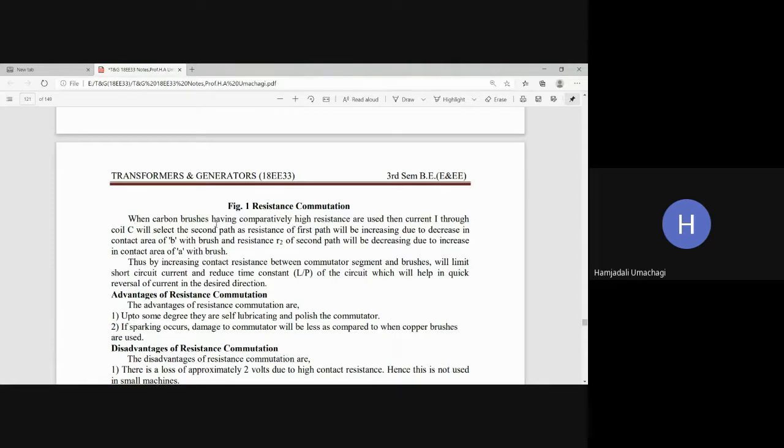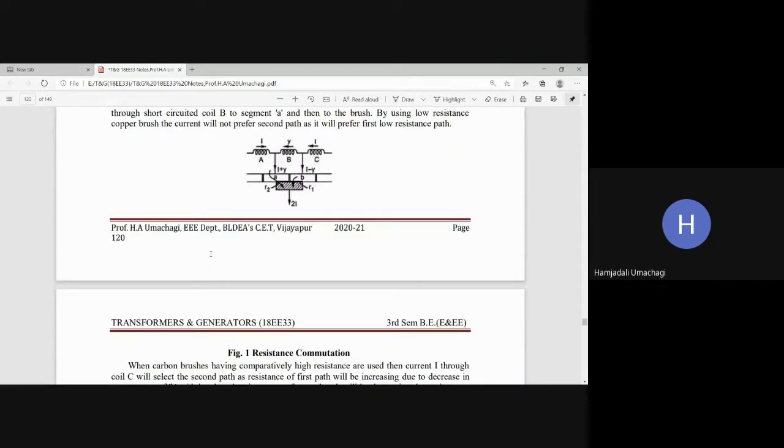When carbon brushes having comparatively high resistance are used, then current I through coil C will select the second path, as resistance R1 of the first path will be increasing due to decrease in contact area of B with the brush, and resistance R2 of the second path will be decreasing due to increase in contact area of A with the brush. So try to understand here. The logic is very simple.